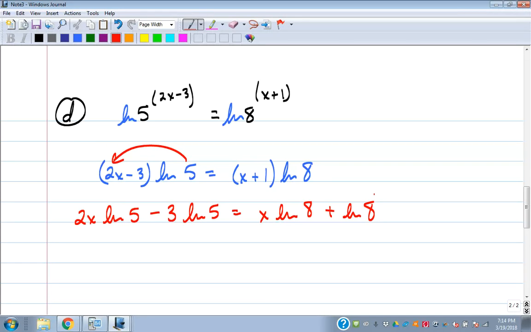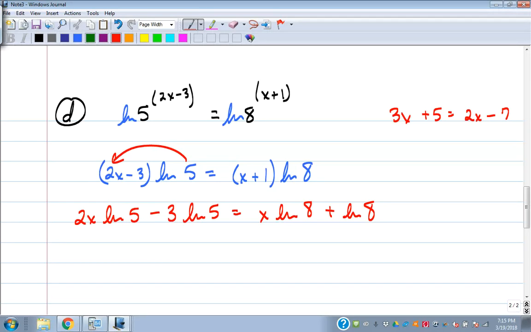Now, what am I solving for? I'm trying to get x by itself. What has x on it? This piece and this piece, right? Where do they need to be? On the same side, right? Because remember we did easy problems where you had like 3x plus 5 is equal to 2x minus 7. You had to get your x's on the same side. It's the same idea here, even though it's got the natural log stuff in there.